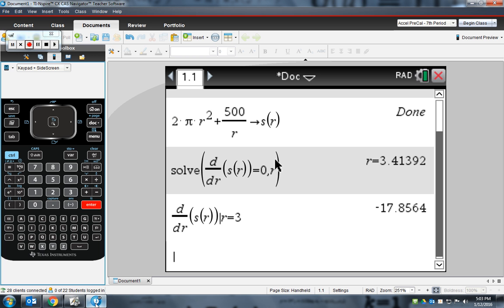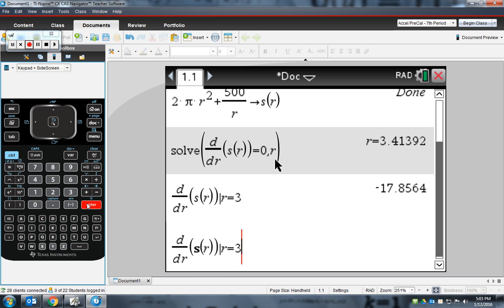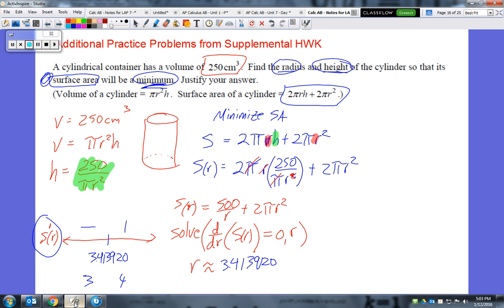Okay, doing it again, go up twice, grab it. This time we're going to put a 4, you're going to get a positive. So this shows you a minimum, which is exactly what we're looking for. Okay, so we don't have to do the candidates test.